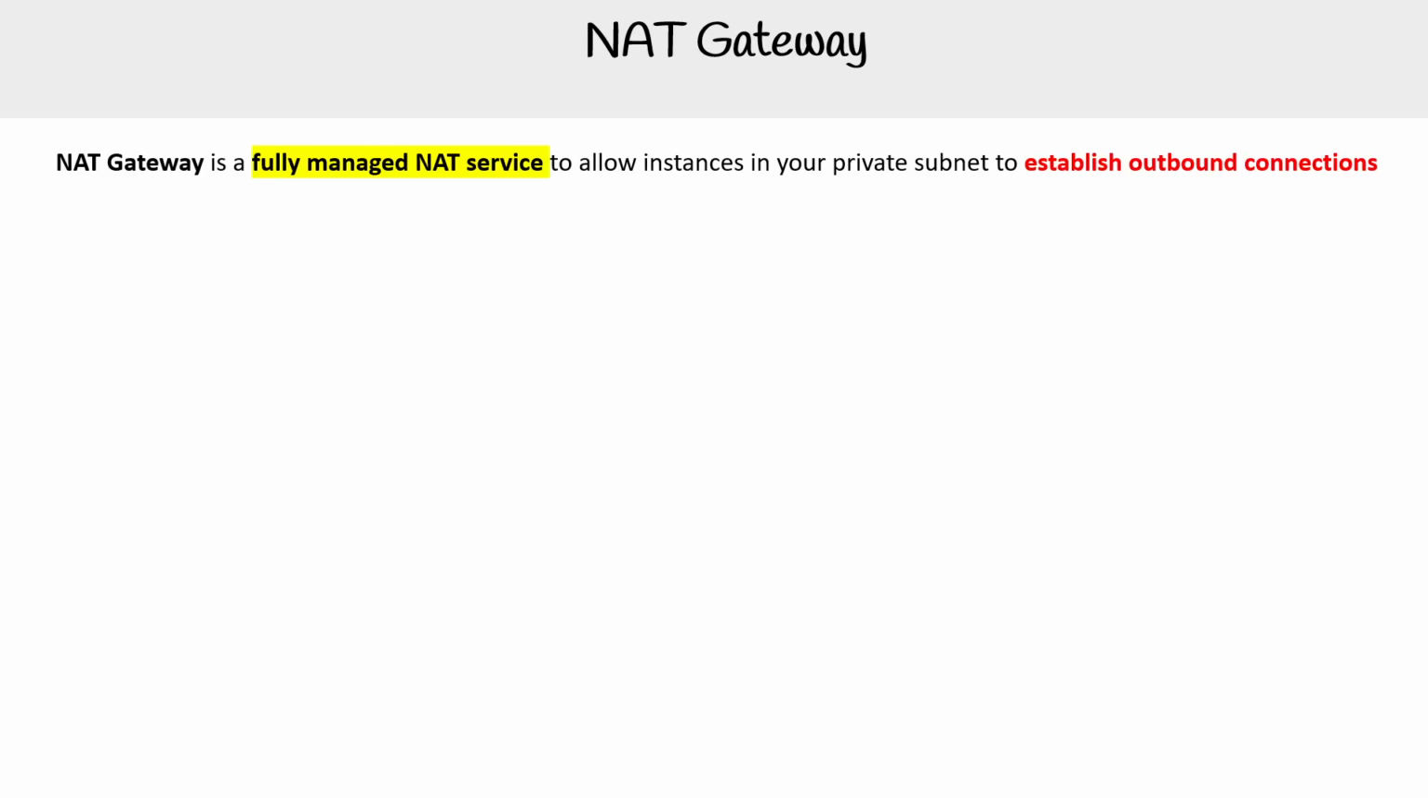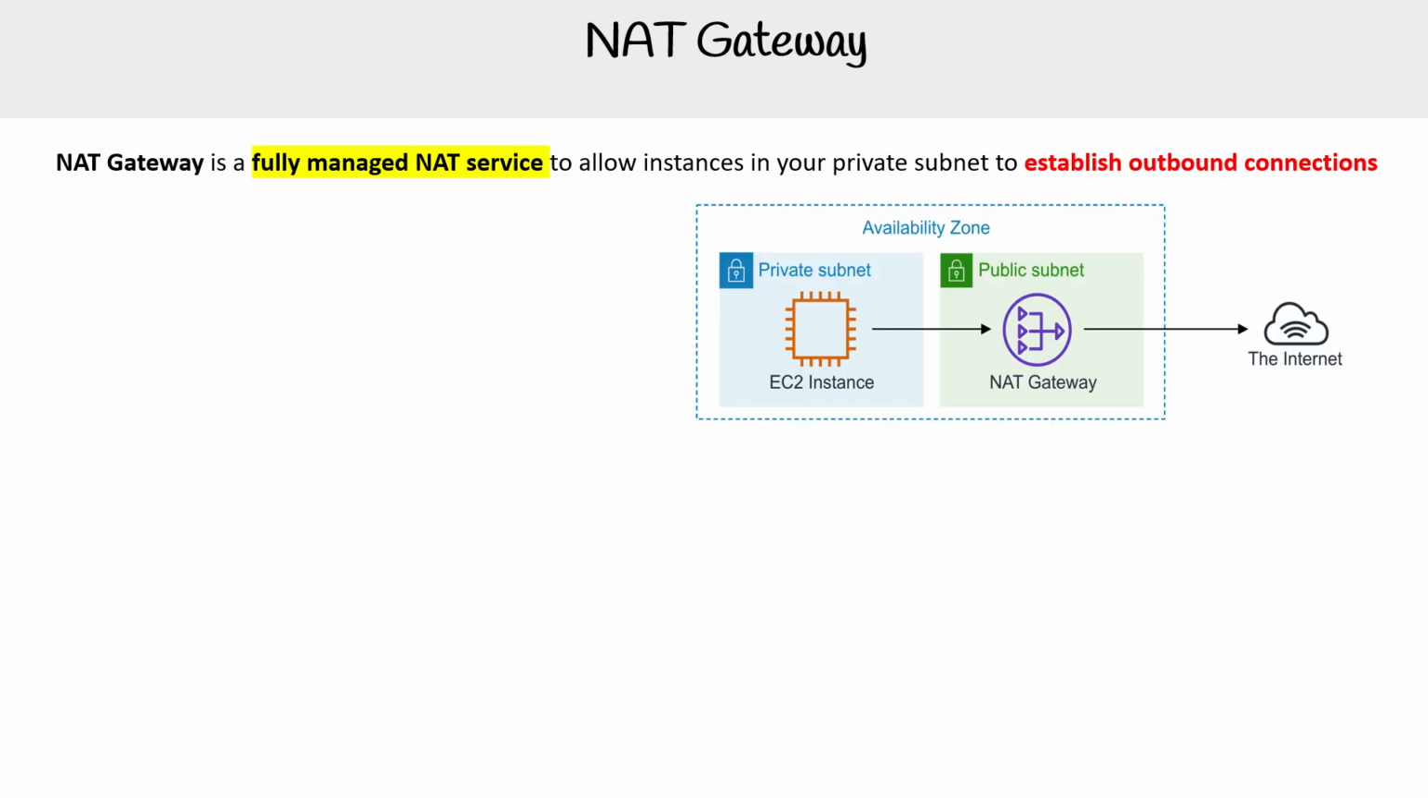NAT Gateway is a fully managed NAT service to allow instances in your private subnet to establish outbound connections. And as you can see here, we have a NAT Gateway in a public subnet, but technically they can be deployed in a private subnet. And that wasn't always the case, but they've changed it since the last time I've used NAT Gateway.